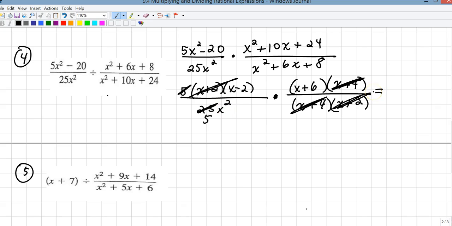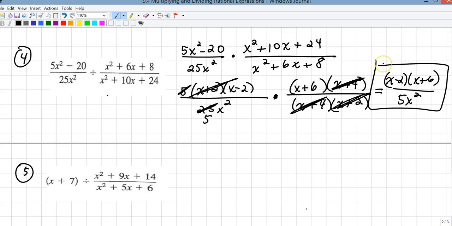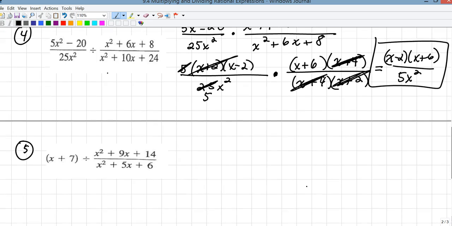And now I'm going to multiply across at the end. I've got x minus 2 times x plus 6 all over 5x squared. And there's no reason to multiply. If you multiplied, it wouldn't be incorrect. But if you don't multiply, it would also be correct.